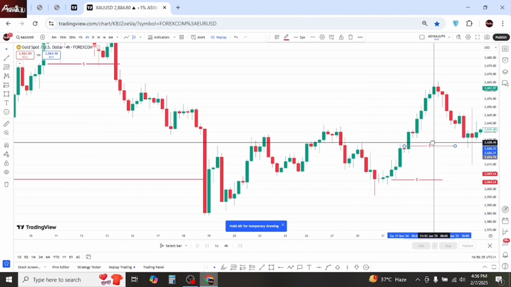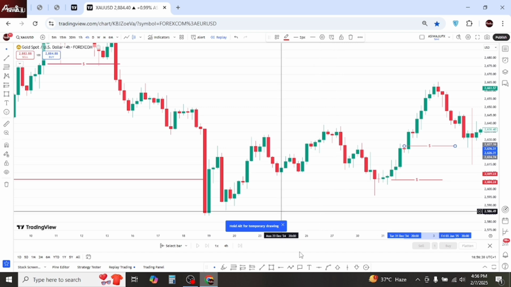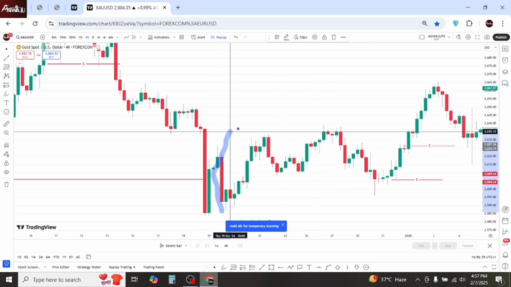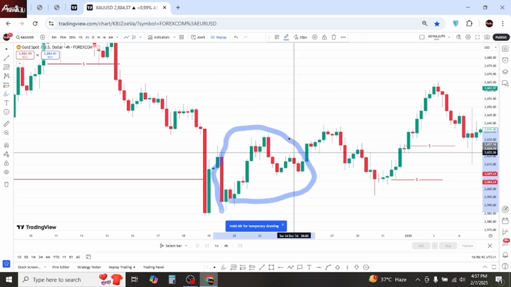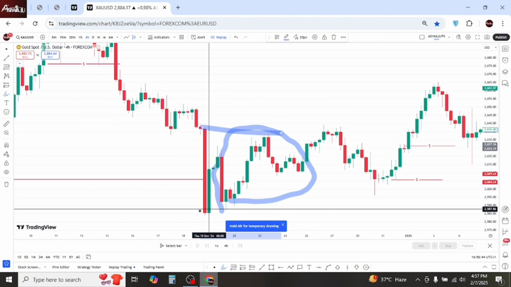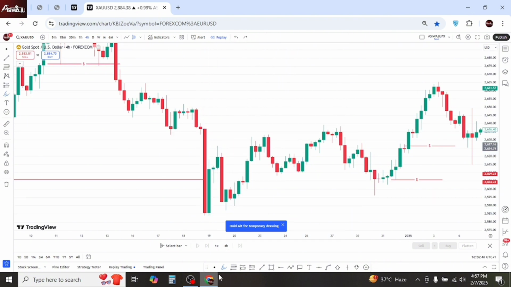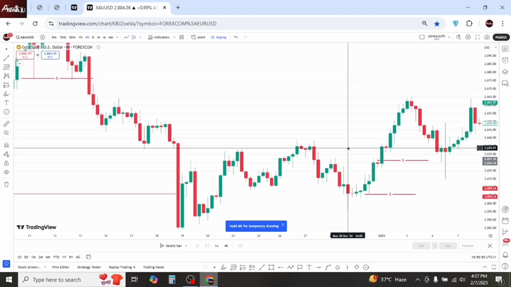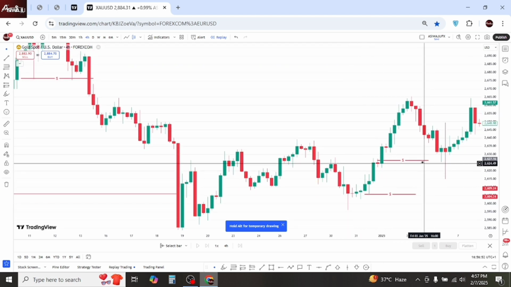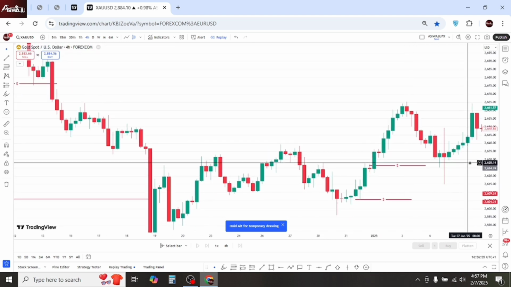The reason why we are not making use of everything that happens here is because they are all inside bar to this momentum candle. So that's the reason why we are not making use of it. So we don't make use of inside bar candles to trade. Now we have a valid pullback here, and let's see if we have another valid pullback.